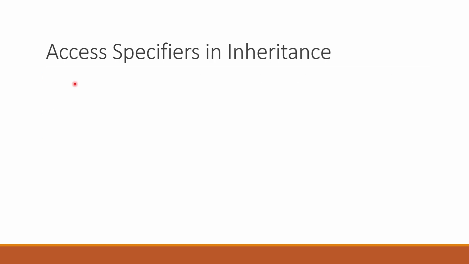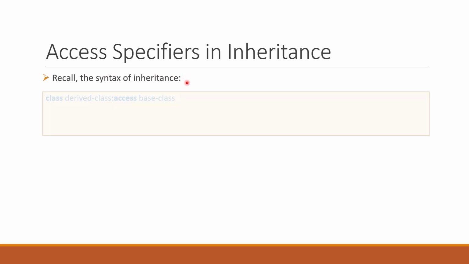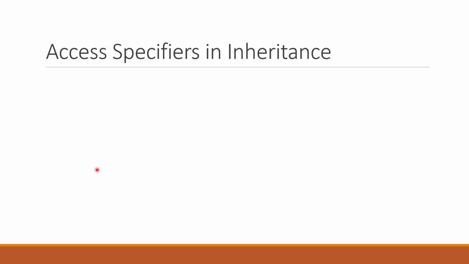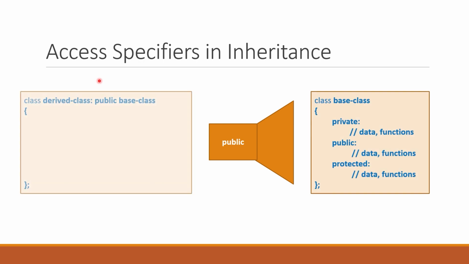So now we will talk about access specifiers in inheritance. Again, you want to keep this syntax in mind, that the derived class inherits from the base class using some access specifier. Access specifiers in inheritance can be thought of as a filter. So using a public access specifier is like using a large filter here. And we can think of inheritance as looking at what is passed through this filter from the base class to the derived class.